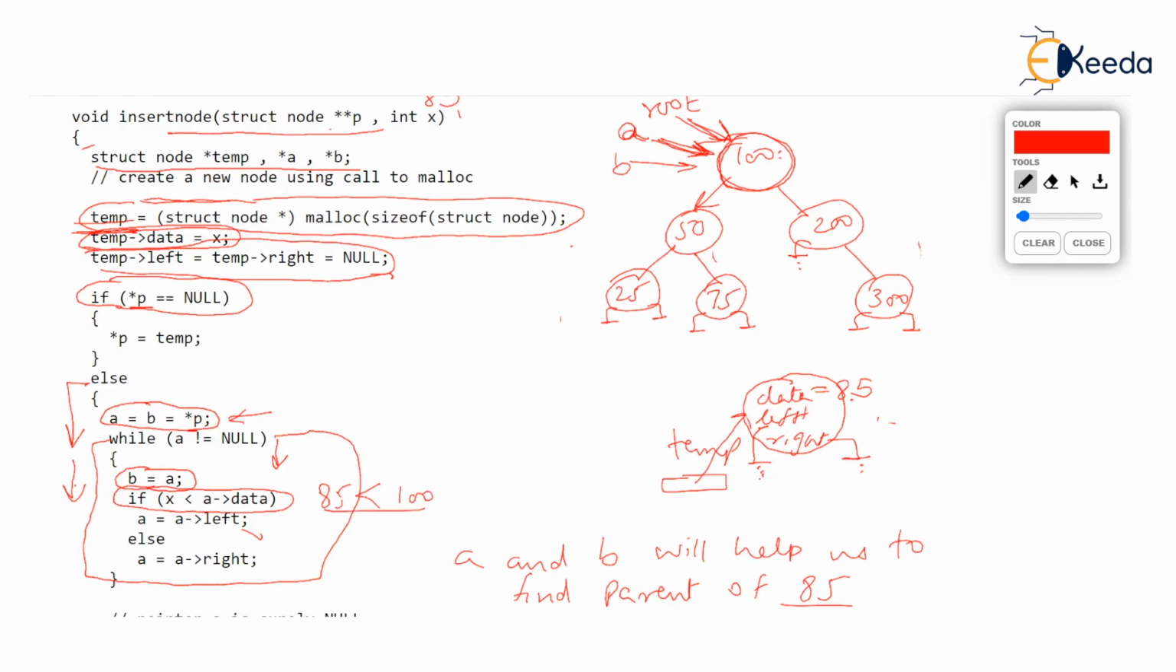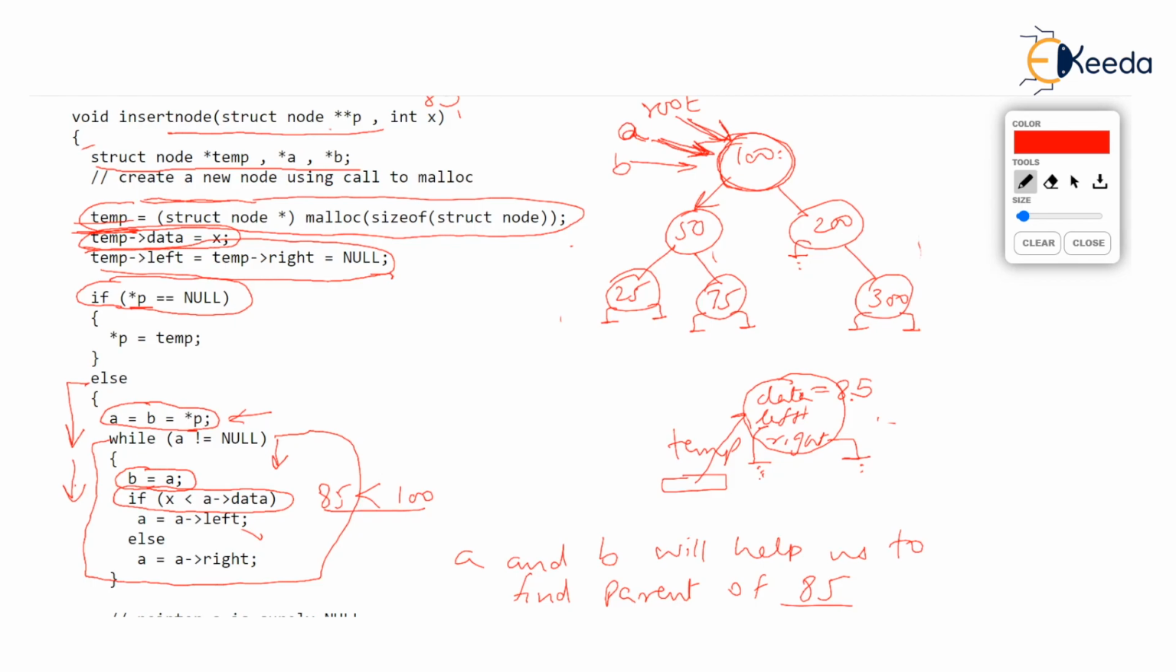Come again, come here now. What is this meaning? You are adding such a value, 85, which is less than the value of root, less than the value of A arrow data, isn't it? So where should 85 get added? Yes, exactly. 85 is less than 100, so 85 should be added to the left of 100. I hope you got this.